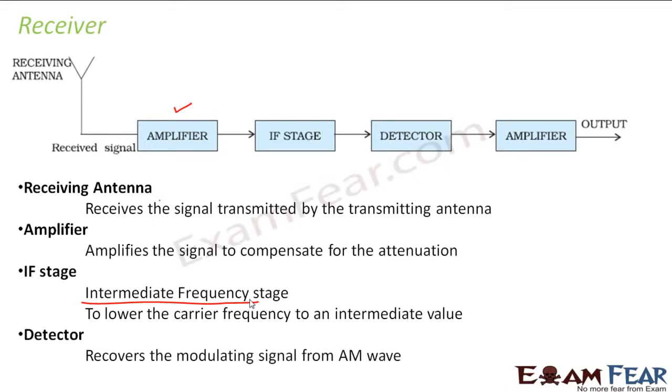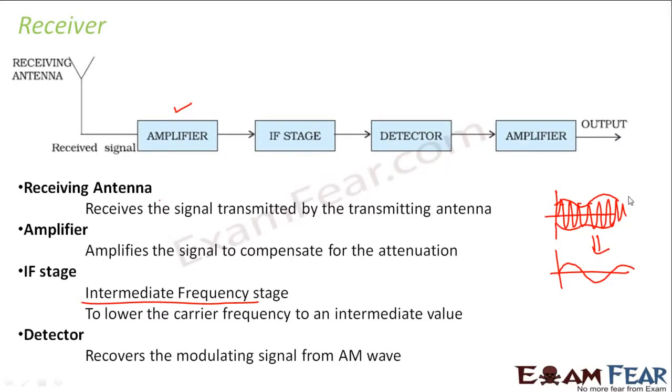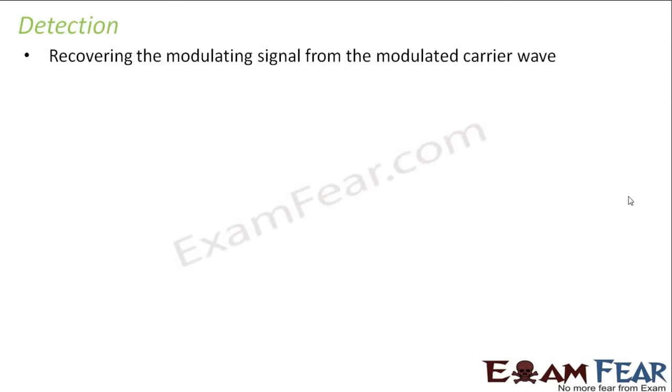Then comes the detector, which will snatch away the original message signal from the modulated wave. So as I said, this was your modulated wave. So the modulated wave looked somewhat like this. But what is my message signal? The message signal looks somewhat like this. So this detector will actually snatch away this part from this modulated wave. Right? Okay. So let us now talk about the detection part in detail, that how exactly this detector functions.